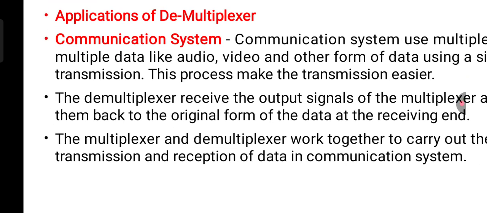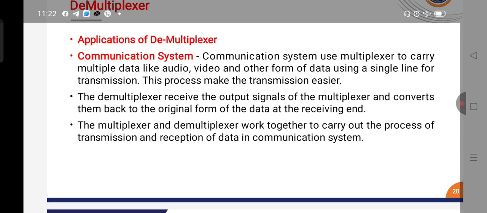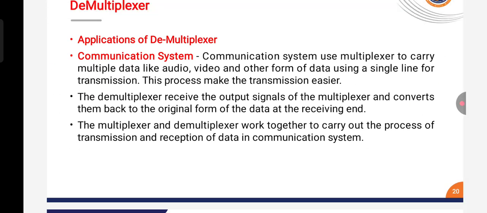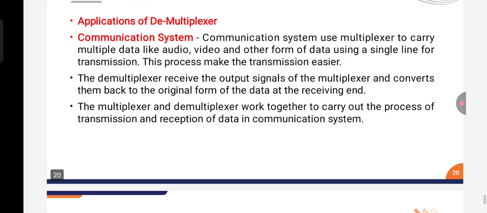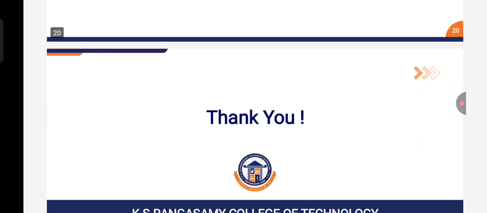The application of the demultiplexer is in communication systems, which use a multiplexer to carry multiple data like audio, video, and other forms of data using a single line for transmission. This process makes the transmission easier, and the demultiplexer receives the output signals of the multiplexer and converts them back to the original form of the data at the receiving end. Multiplexer and demultiplexer work together to carry out the transmission and reception of data in communication systems.